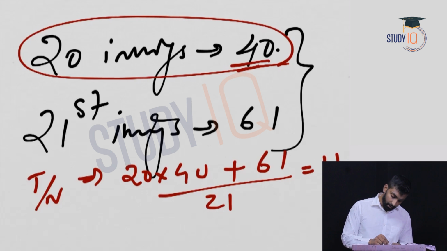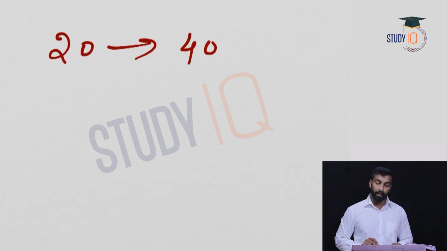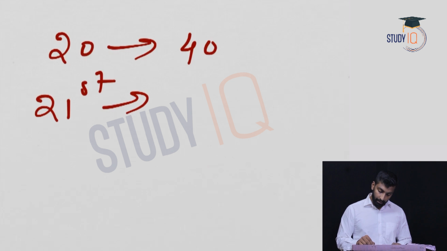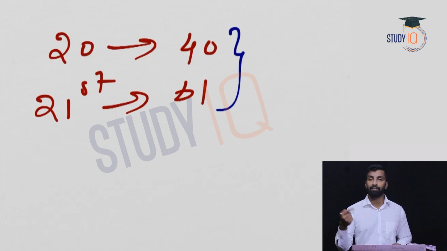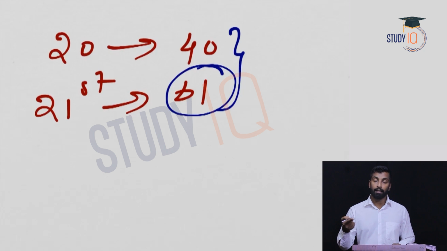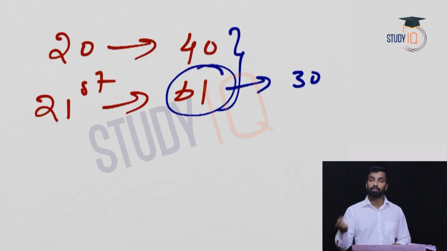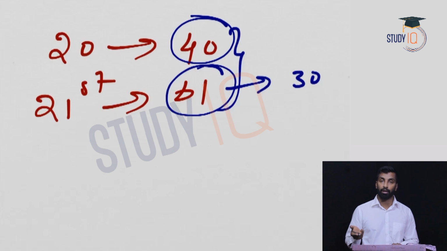Or the best method will be, like, after 20 innings the average is 40. In the 21st, what happened is you scored 61 runs, right? So if you see, will the average increase or decrease? Average will definitely increase, because in the next match he scored more than 40. So if you are scoring more than 40, or if the weight which is added to the existing group is more than the present average, the average will increase. If it is less than the present average, it will decrease, right? Instead of 61, if it is 30, the average will reduce, because the existing average is 40, right?